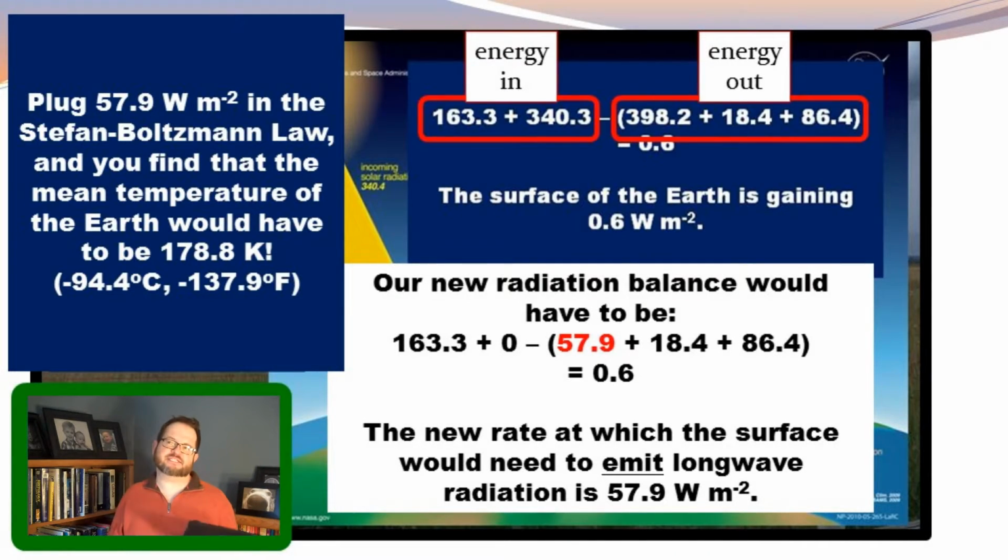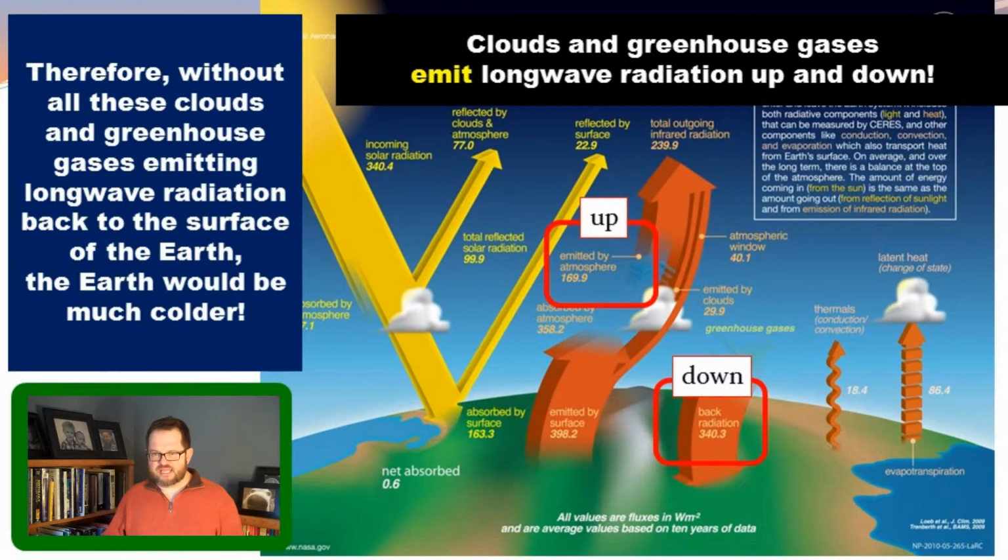Just to convert that for you, that's a temperature of negative 94 Celsius or negative 138 degrees Fahrenheit. Whoa! The planet would be way colder if we didn't have the greenhouse gases, or the greenhouse gases didn't do what they do, namely emit long-wave radiation back down towards the surface of the Earth. Okay, so we can see already that the greenhouse gases are really what's driving this temperature. I mean, all these other terms can matter too, but the greenhouse gas concentration and what those greenhouse gases are doing is really fundamental to determining what the temperature of the Earth is going to be.